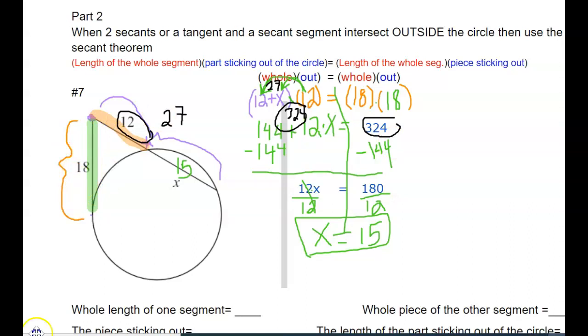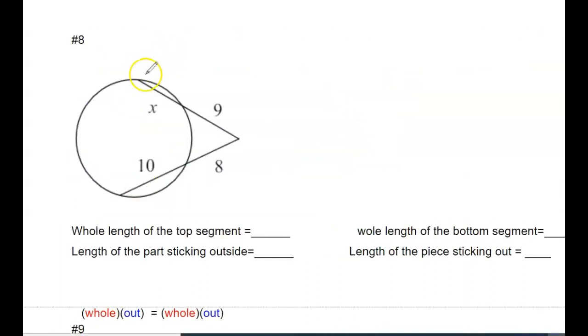All right, let's try number 8. All right, here we have two secants, because secants hit twice and they go outside the circle. So see how they hit twice? They intercept the circle twice, and they go outside the circle. So these two secants intersect right here. So I need to find the whole length of the top one. So the whole length of the top one is x plus 9. So x plus 9 is the whole entire length.